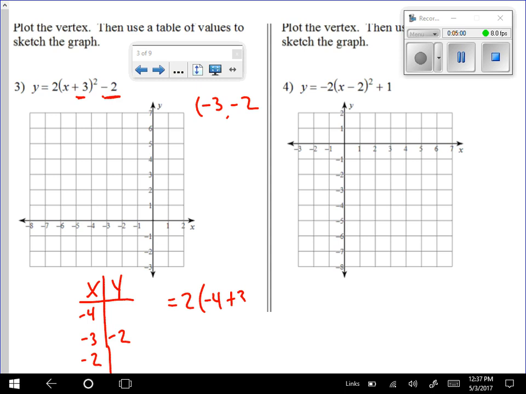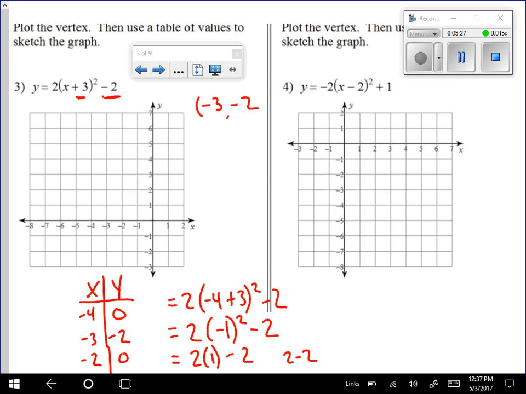So 2 times (-4 plus 3), take your time on doing the math here. Do your parentheses first. Negative 1 squared minus 2. So 2 times 1 minus 2, or 2 minus 2, which is 0. I'll check negative 2. So if I plug negative 2 in here, plus 3 would be 1. 1 squared would be 1. 2 times 1 is 2, minus 2 is also 0.